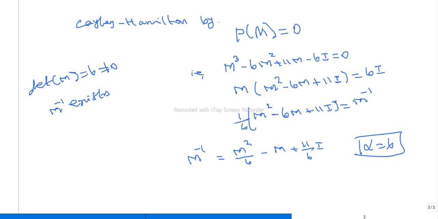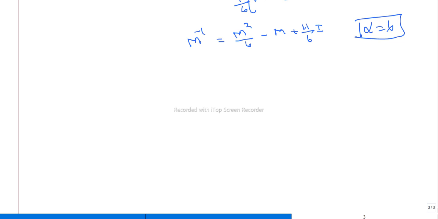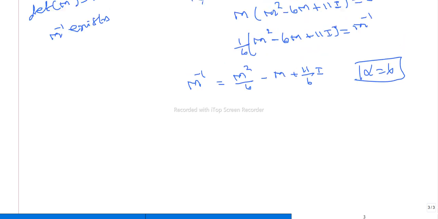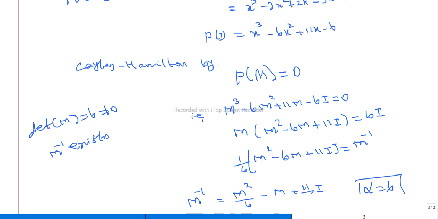Okay, so next, look at the power series and find the radius of convergence of the power series. Already we solved that problem. You take the infimum and supremum of this one. So I think this is the 6th problem.